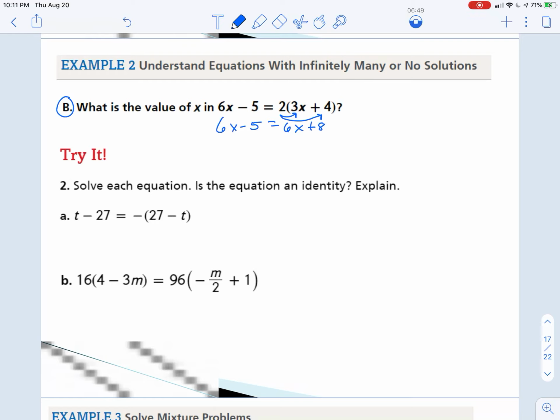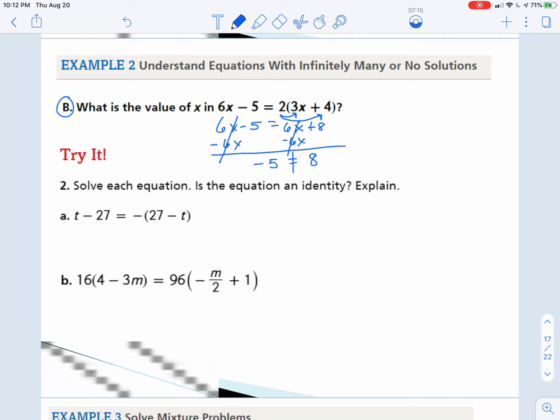So let's go ahead and work through this problem, solving for the values here. See what solution we get. So let's subtract 6x from both sides so we can get our x terms together. But look what happens. Those are going to cancel out here, aren't they? So what am I left with? Negative 5 equals a positive 8. That doesn't sound very true. As a matter of fact, it's not.